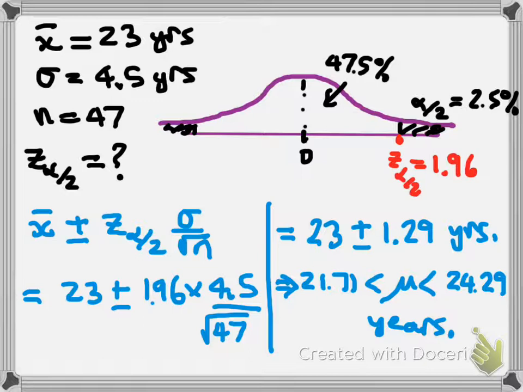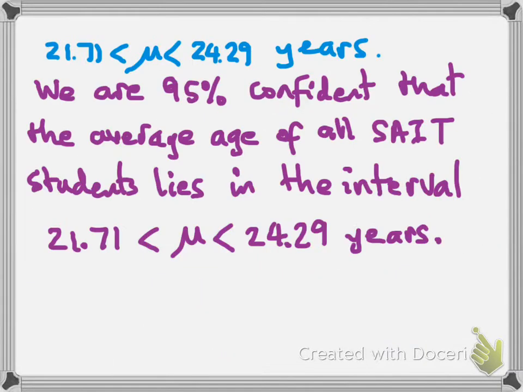So the population mean age of all state students, the average age of all state students, according to this question, will lie between 21.71 years and 24.29 years. What is the meaning of this? What this means is that we are 95% confident that the average age of all state students lies in the interval 21.71 to 24.29 years.